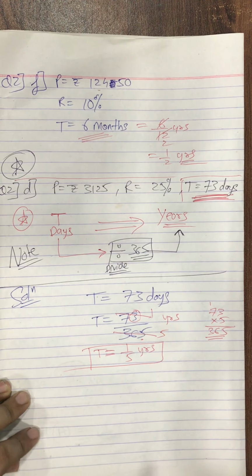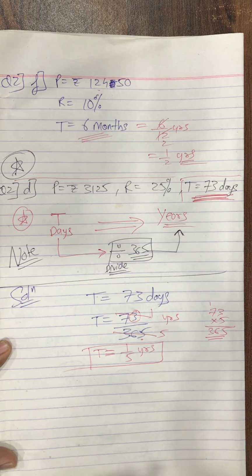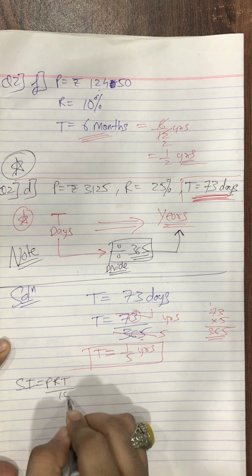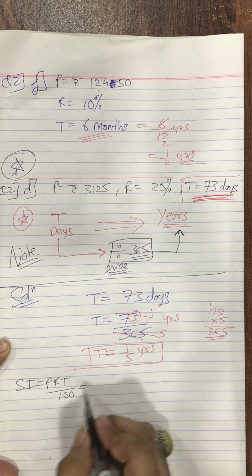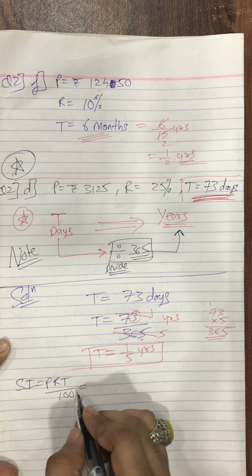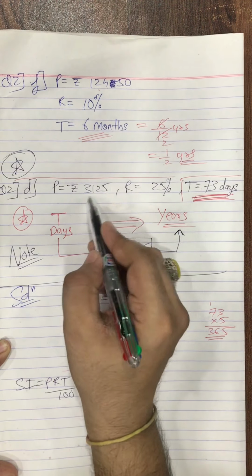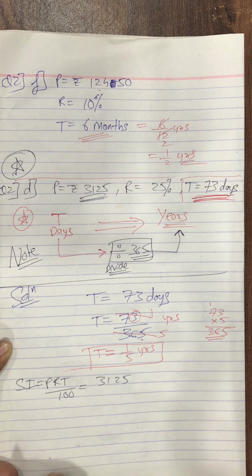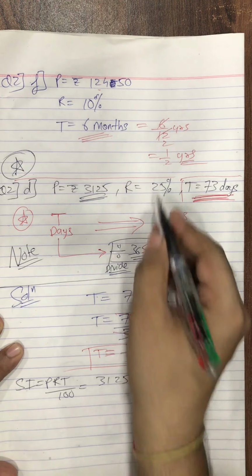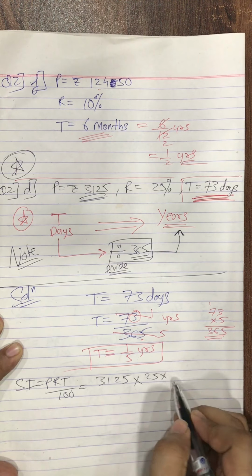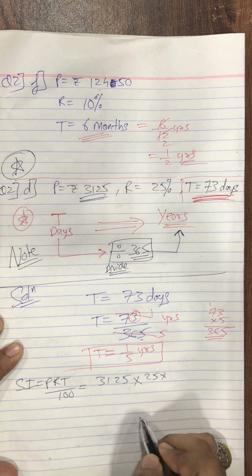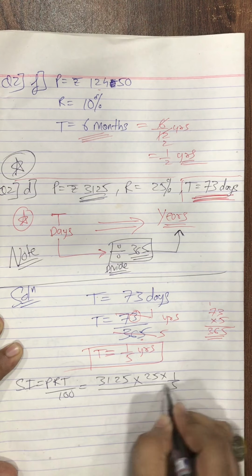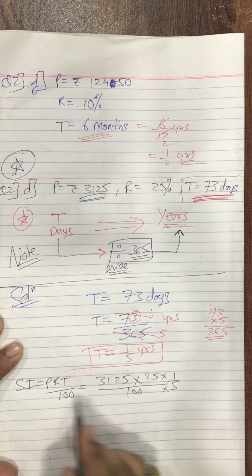That's it, students. Now you all can start. You just have to find the simple interest. What's the formula? PRT upon 100. I don't have place here, so I'm going horizontally. You all will go vertically. Principal is given as 3125. Rate is 25. Time period is 1 upon 5, so that 5 will come down. Then multiply by 100. This 100 is here.